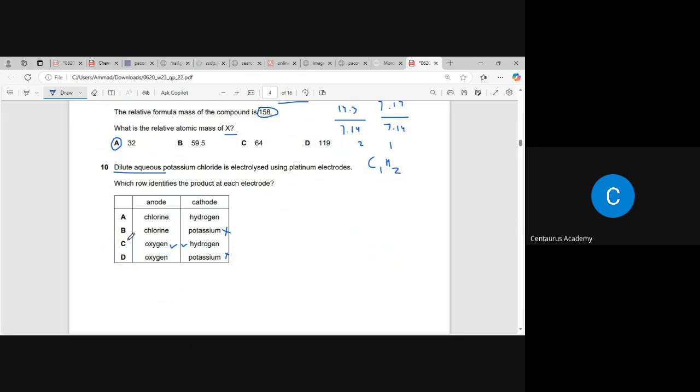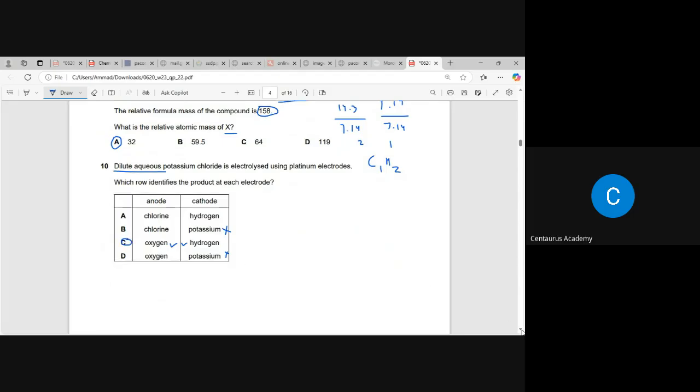Otherwise, if you have any other anions and hydroxide ions present, then oxygen is produced. So C is going to be your correct option choice here.